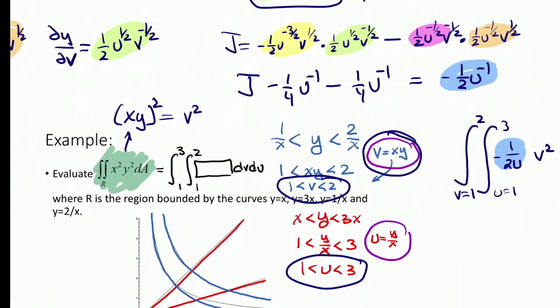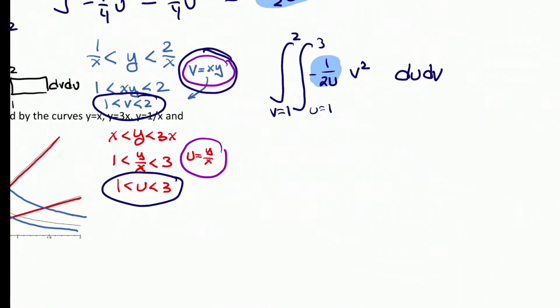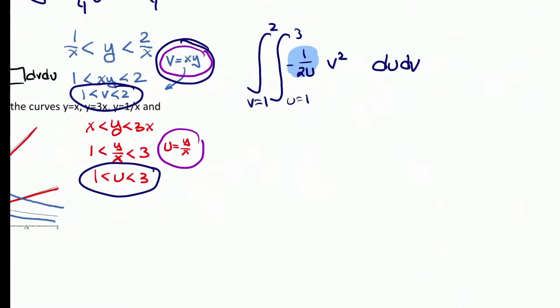Either way it works, but one is sometimes easier than the other. So that's it. And that will be my double integral that will do this problem. Let's do it. This one's super easy now. By the way, there's no converting back to x and y. Unlike when you do u substitution, when you do a Jacobian in a double integral, you don't have to do that.